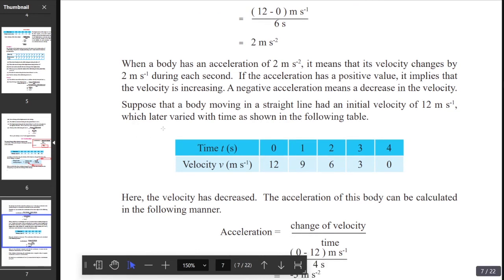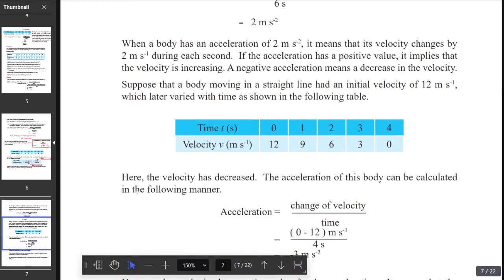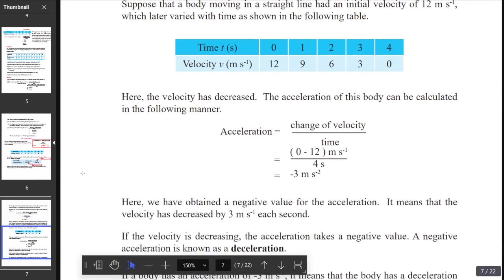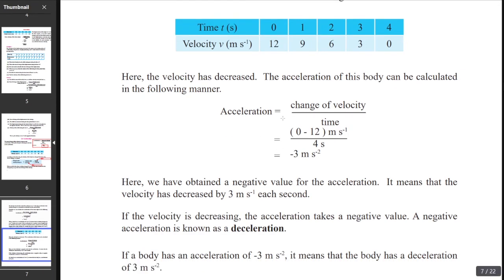Suppose that a body moving in a straight line had an initial velocity of 12 m s^-1, which later varied with time as shown in the following table. 12, 9, 6, 3, 0. Then that is decreasing. You can see that through the table. Here, the velocity has decreased. The acceleration of this body can be calculated like this.